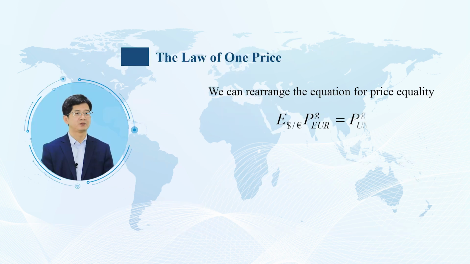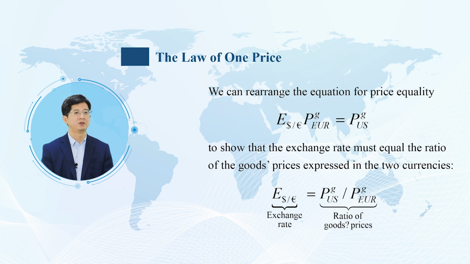We can rearrange the equation for the price equality: E times P_G^EUR equals P_G^US, to show that if the law of one price holds, then the exchange rate must equal the ratio of the goods price expressed in the two currencies.